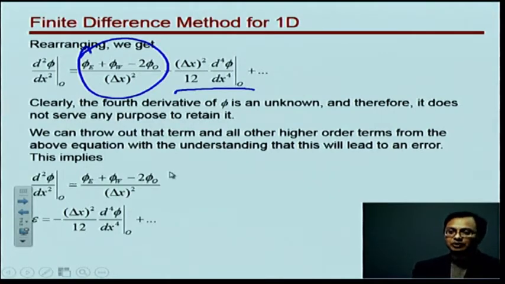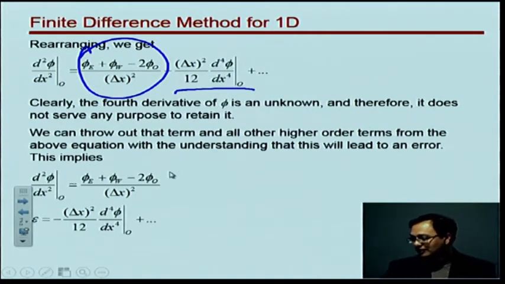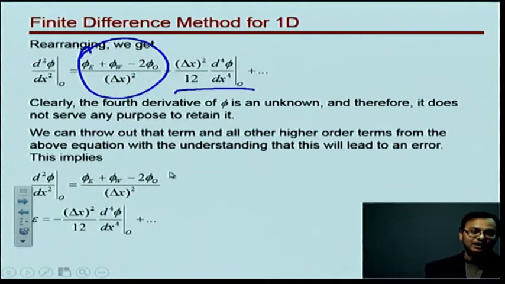Now, in some cases, the error may vanish. Why? Because let's say your phi is a quadratic function. Of course the fourth derivative of that function is 0. So even though there is that error term, for that particular case, it so happens that it's 0. But that's on a case-by-case basis. In general, there will be an error.